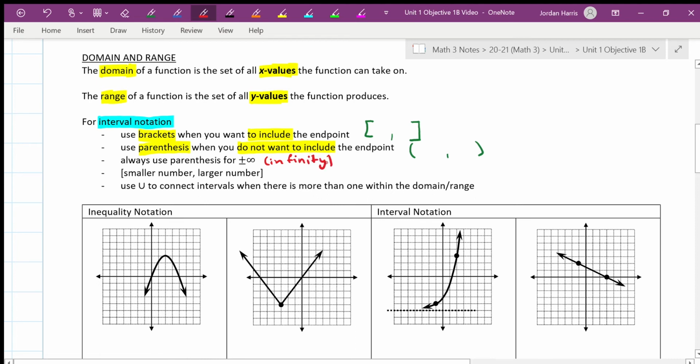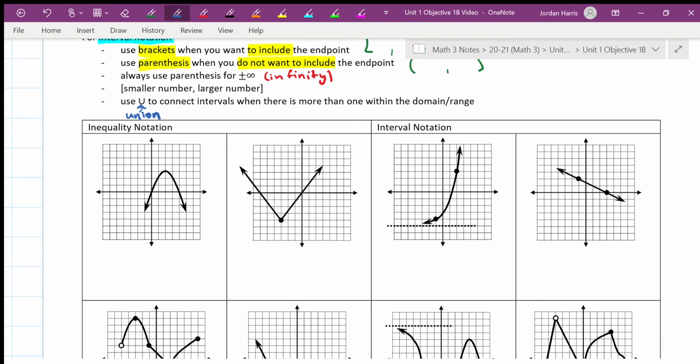So we can have a positive or a negative infinity. Positive infinity is up and right. Negative infinity is left or down, depending on whether you're talking about domain or range. Domains are left to right, ranges are up and down. Okay, you always write the smaller number, comma, the larger number in this notation. And we use a U, called a union, to connect intervals. We never write the word union, we just use the little U. That means there's more than one piece.